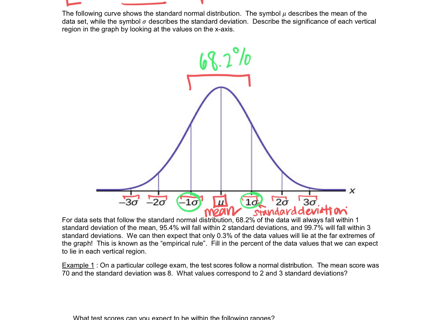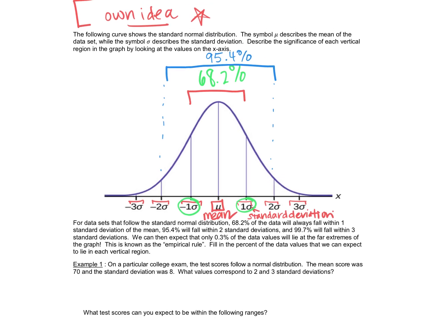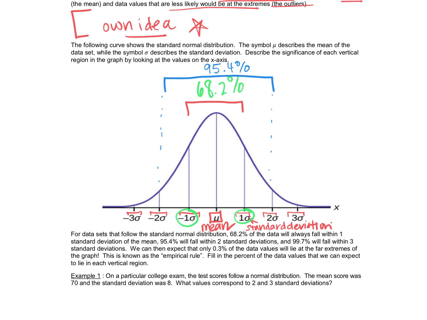Then we have that 95.4% will fall within 2 standard deviations. Within all of that, I'm not drawing it all the way down, but I'm imagining all the data that's inside there. That's 95.4% within 2. And then lastly, within 3, that's almost all the data. Within 3, we have 99.7%. That means 0.3% of the data will lie on the extreme parts here. And this is known as the empirical rule.